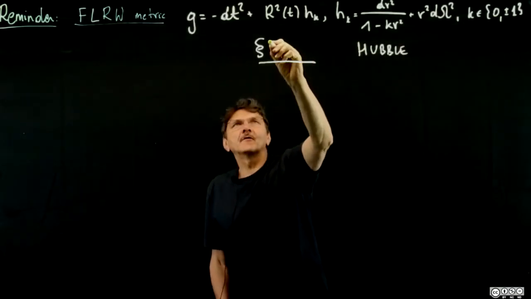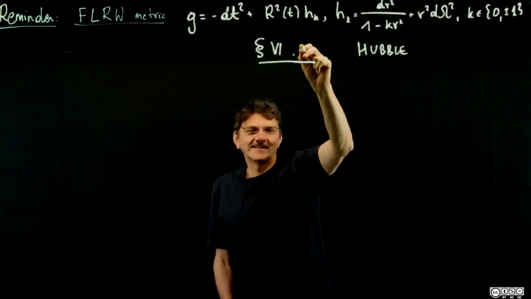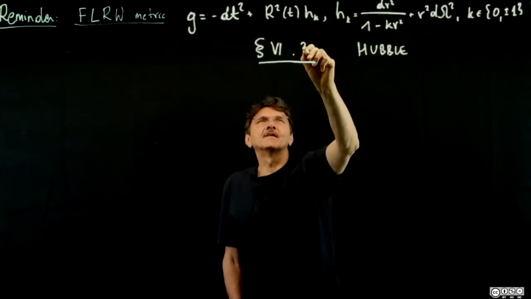I think the last one we had was just 6.2. Okay, so, and what was the title of 6.2? Cosmological principles. Oh, okay, good. So this will be 3. Hubble law.